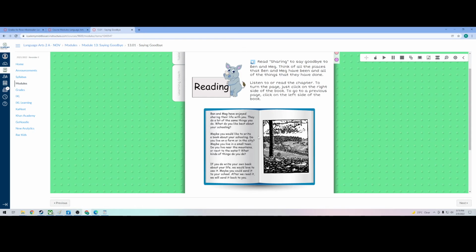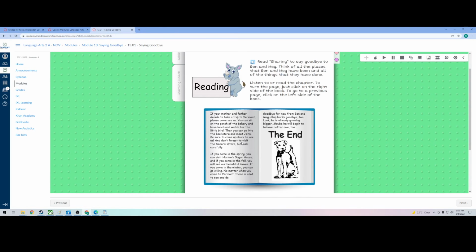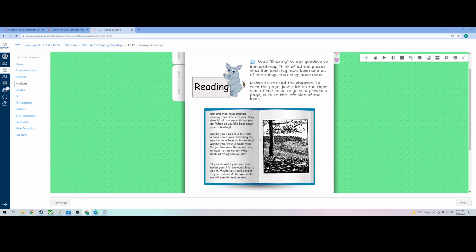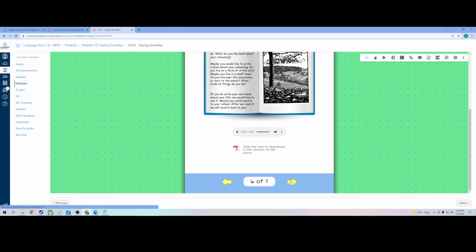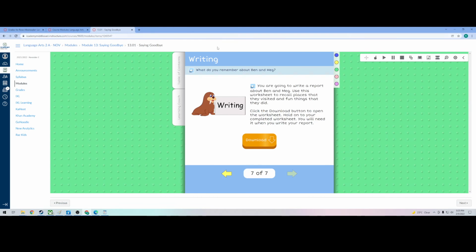Here we have a story. Read it. You have to practice reading. So read the story. This story talks about Ben and Meg. This is the end of their stories. We will not have more stories for Ben and Meg. And the writing, I will review the homework with you later.